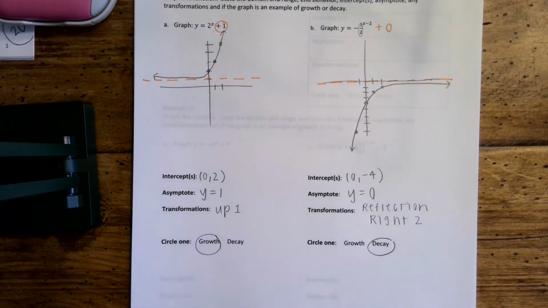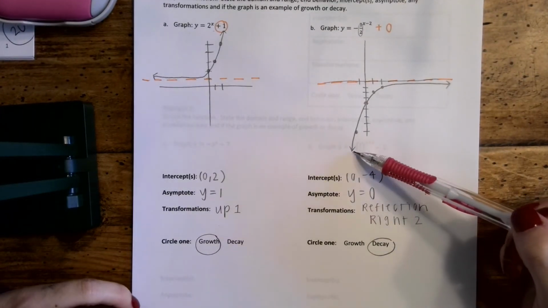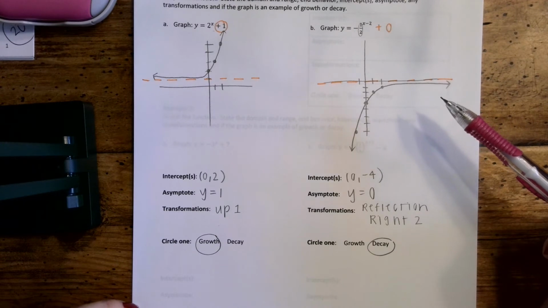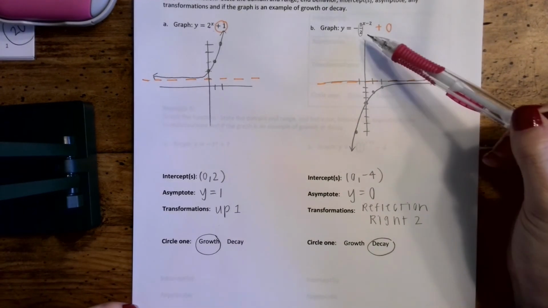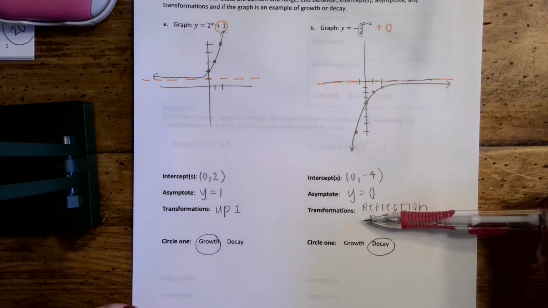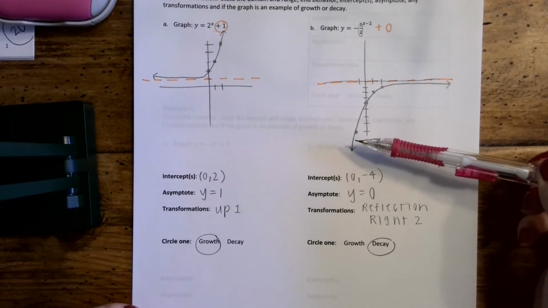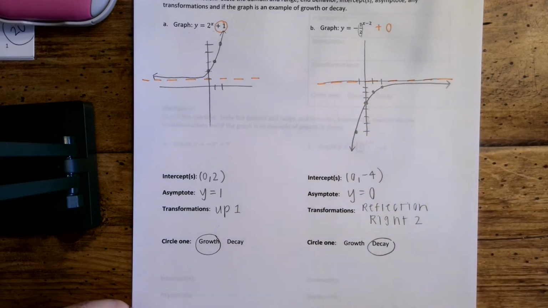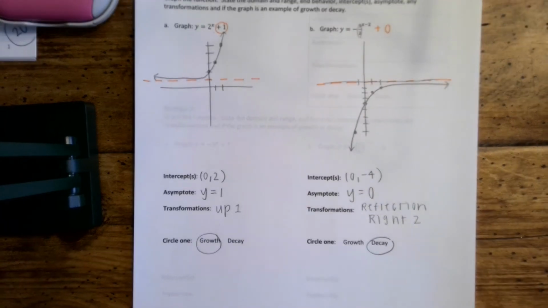I do want to point out just real quick that when you take a look at part B, it looks like it's moving upwards. So at first glance, you might want to say that this is growth. It's really important that you look at the base when you are trying to figure out whether things are growing or decaying. This is still technically decay, even though when you look at the graph, it looks like things are moving upwards.